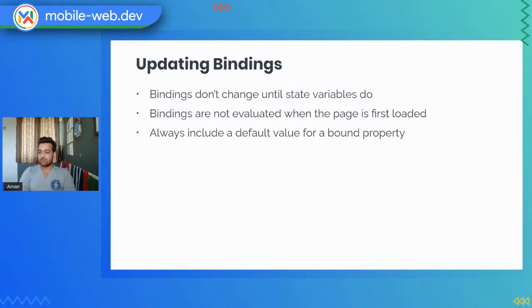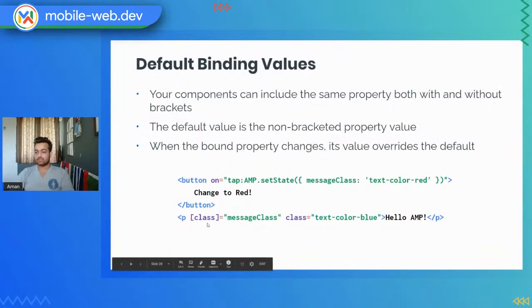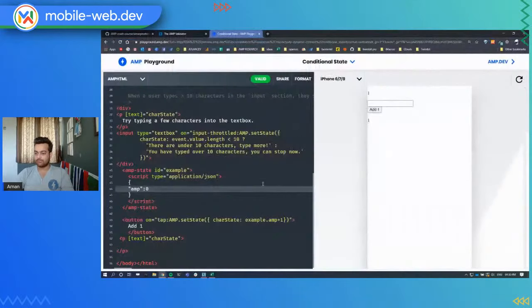So there are some default binding values that you can use, such as class. With this class binding, you can actually change the class of an element. Let's also try to create this example. The problem with the presentation is we cannot copy paste, otherwise it would be fun. So let's try to do that in the playground.